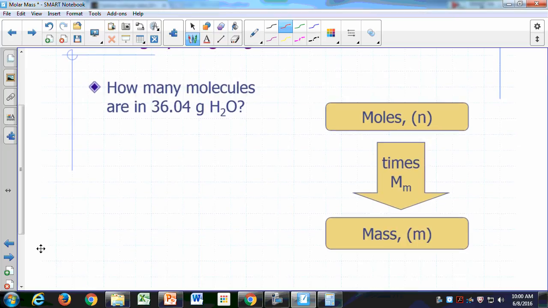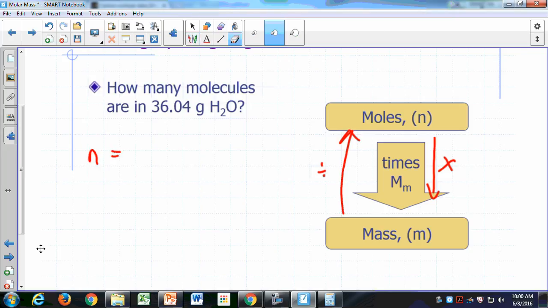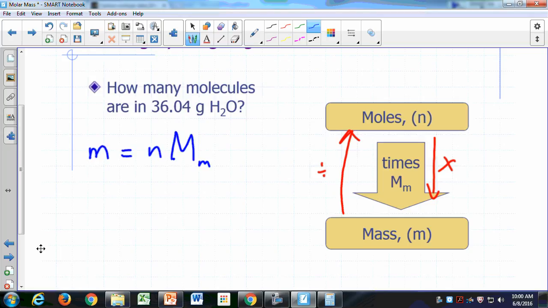How many moles are in 36.04 grams of water? This is the reverse process. Now you know the mass, you want to figure out the moles. So instead of multiplying moles by molar mass, you divide mass by molar mass, right? So this one goes, you multiply. So if you go the other way, you divide. So number of moles. Okay, so here's a way of looking at it. You can say mass equals number of moles times molar mass, right? How many moles you have times how much mass each mole has. Moles times grams per mole.